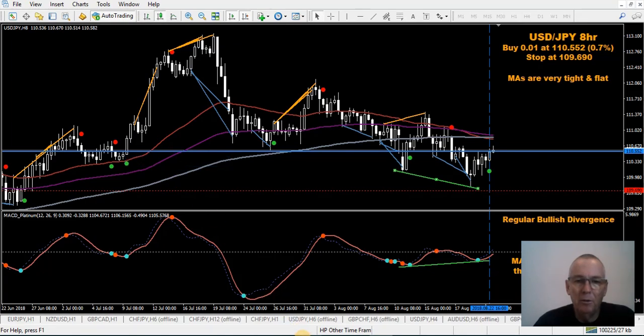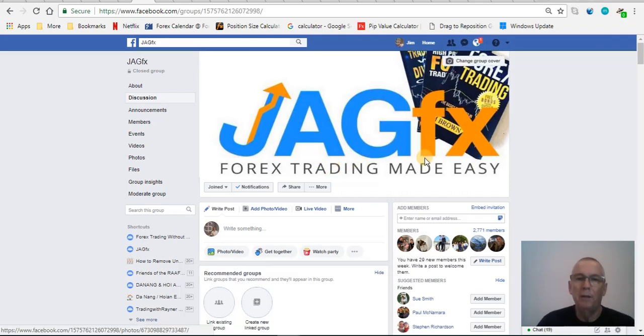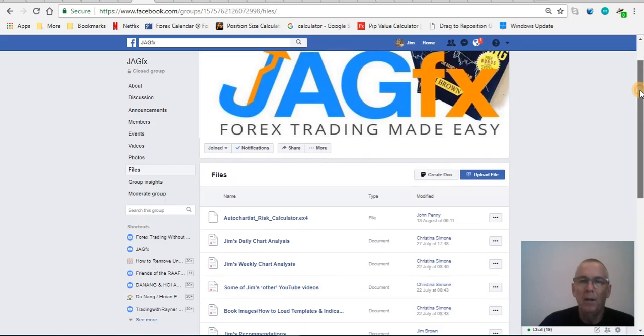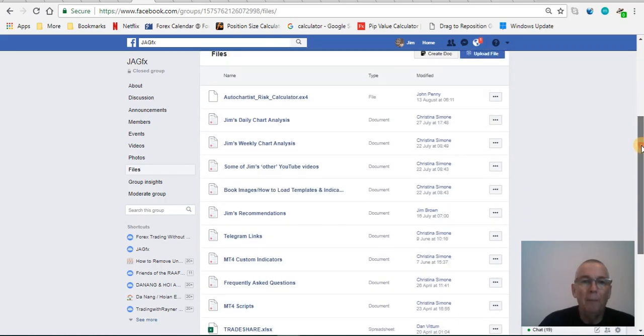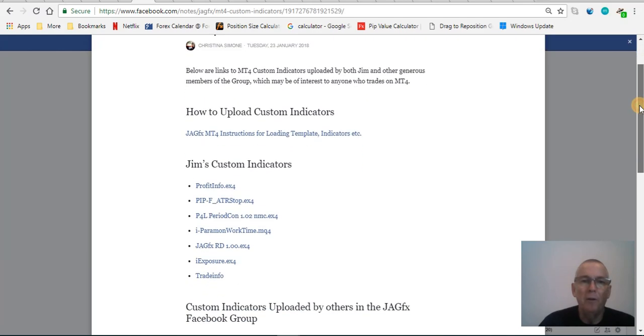While that's loading, I'll just show you. Alright, if you go to my Facebook group, JAGfx, you can see it here. A lot of you guys are already members. In here, the files folder on the left. I'm not sure where it is on mobile devices, but it's on the left on the desktop. Go down to MT4 custom indicators, click on that. Now this is for you guys that are not using MT5, I mean on MT4.